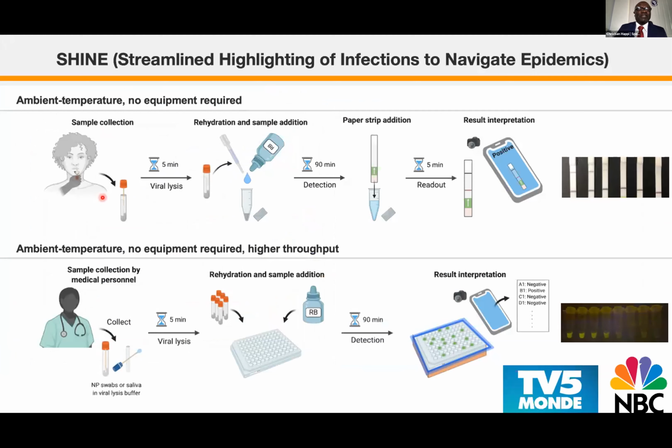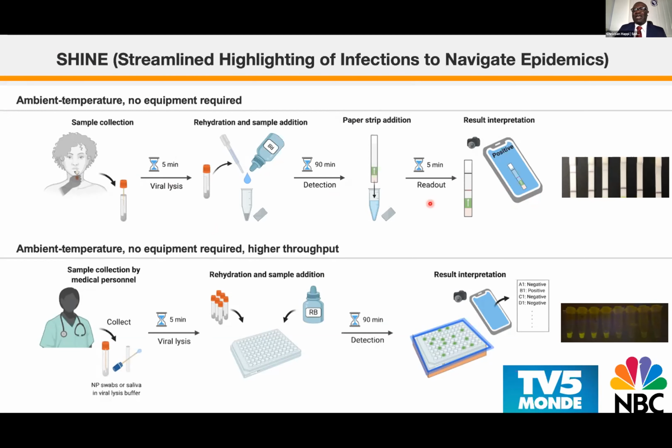Now, we use this information again to go on and develop SHINE, which is the Streamlined Highlighting of Infections to Navigate Epidemics, to develop this assay for COVID. And then usually within 15 minutes, when we have a short viral load, we can have all the data. And this really has been very useful in this context.